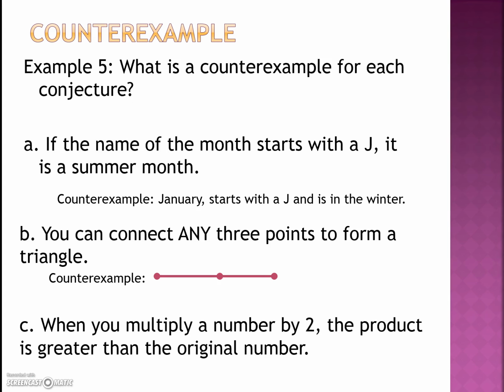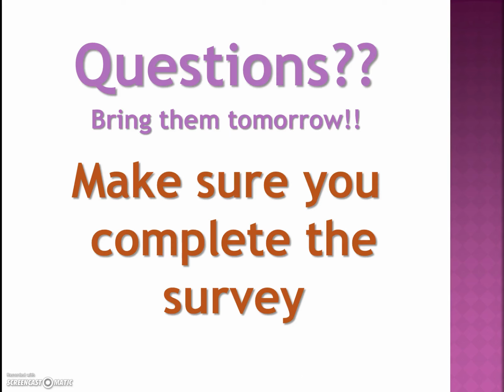And lastly, when you multiply a number by 2, the product is greater than the original number. Well, what we're forgetting are things like 0 or negative numbers. So I did a counterexample using a negative number. -4 times 2 is -8, but again, that's not the only case that could happen.